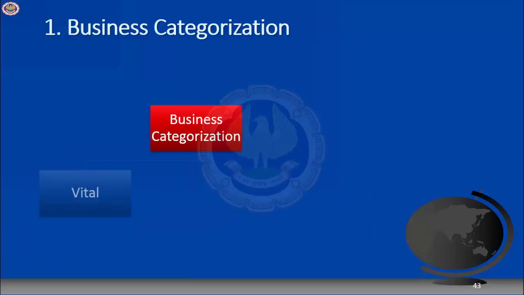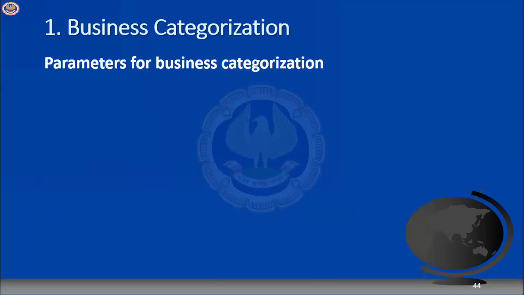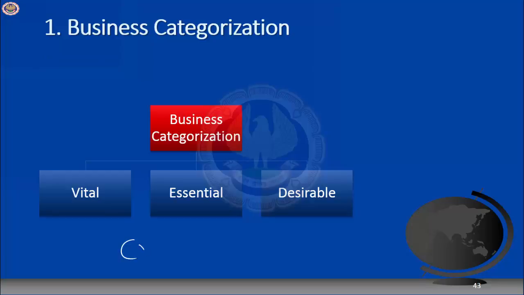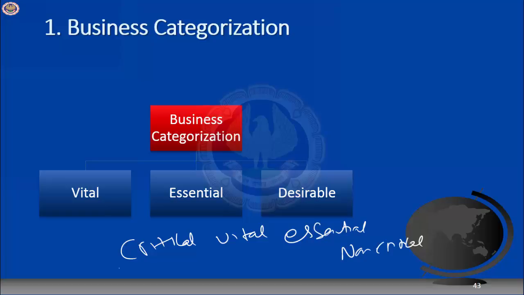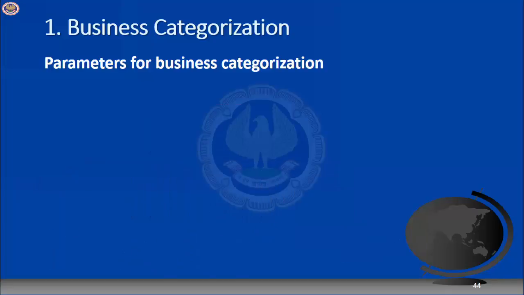Let's look at business categorization. You could look at it as vital, essential, desirable. Now this is one way of looking at it. There could also be another way where you talk about critical, vital, essential, or non-critical. The most important business process which has to be run is critical. In this case, if not critical, it's going to be the vital. So the first priority is going to be for recovering all the vital operations or the critical operations.